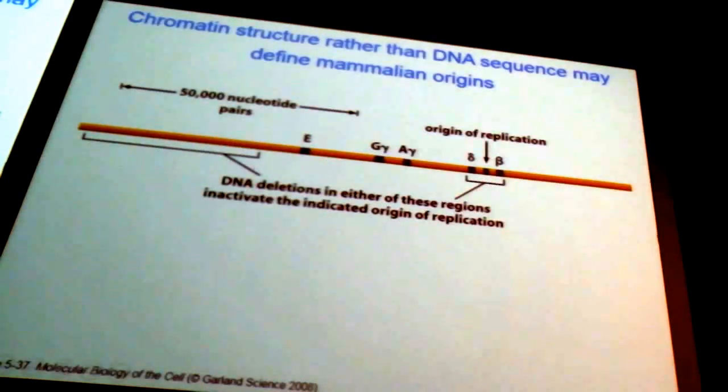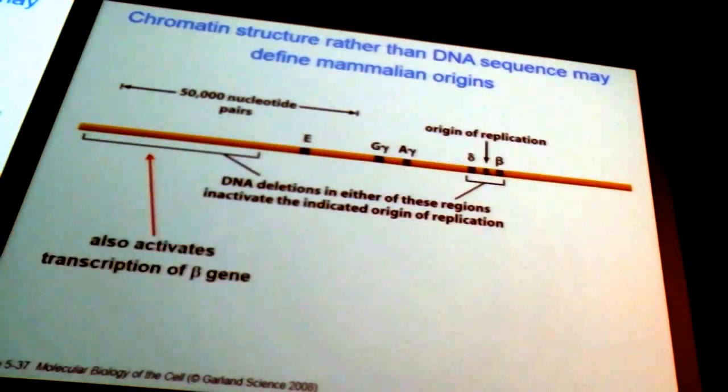So here's an example of a mammalian origin of replication. As you can see, it's huge compared to that one in yeast, which was only 200 base pairs. This is 50 kb on this scale, so the whole thing is about 100 kb, which is huge. And all that we know is what happens if we delete some little bits of DNA. We see that with these two different regions, if you delete them, you lose the ability to replicate starting from this origin. But this other region, at the front part here, also activates transcription of this gene way over here. Okay?